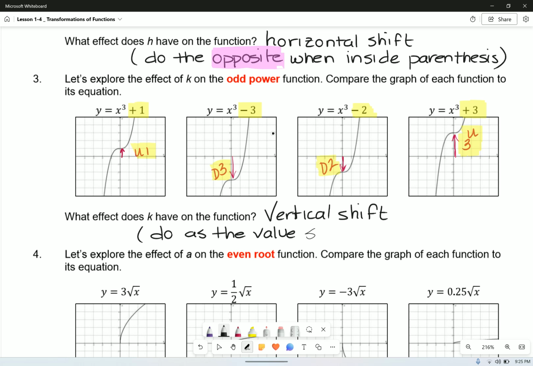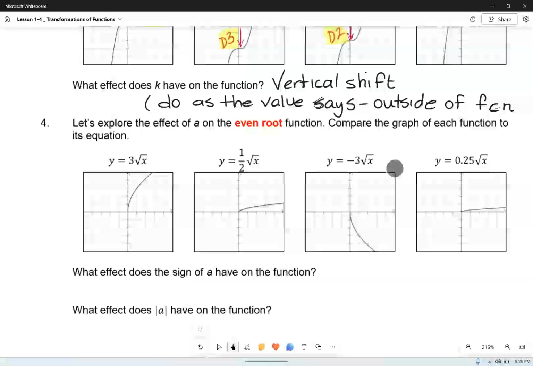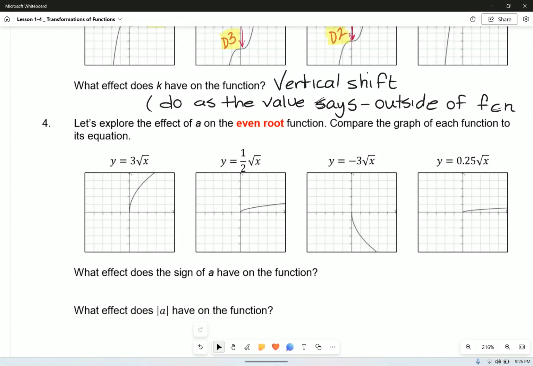Okay. Now what I do want you to notice is that this value is outside of the function. Okay. Outside of the function. It is attached outside of the function. It doesn't affect the x, it's going to affect y values. And last but not least, we have the effect of these coefficients of the function.